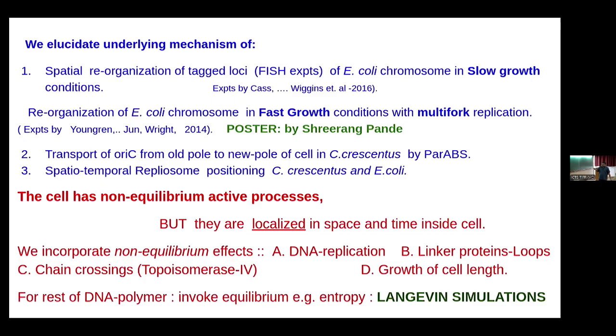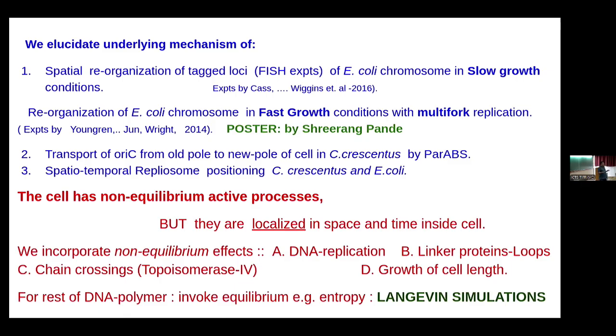The fast growth work I'm not going to talk about, which I had planned initially, and there's a poster by my student Sriyang Pandey. Instead, I'm going to talk about the underlying mechanism of transport of ori from old pole to new pole in Caulobacter crescentus. It is known that it is done by the ParABS set of proteins, but the question is, how do the ParABS do it in a timely manner? This is slightly different. And if I get time, I'll also talk about spatiotemporal replisome positioning, meaning the replication protein machinery, in Caulobacter crescentus. And I don't think I'll get time to talk about it for E. coli, but I have data, and people who are interested can contact me.